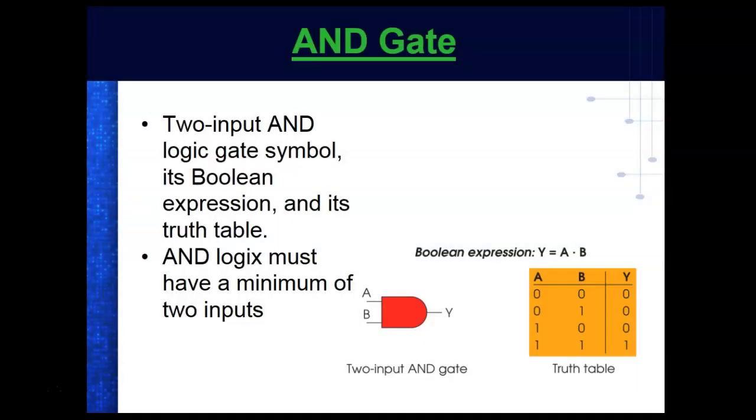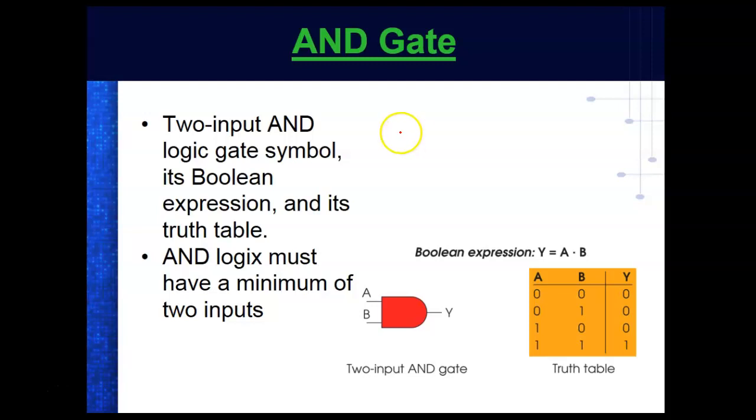So this is a symbol for a 2-input AND gate. Now normally when we teach gates, these multi-input gates, we do 2 inputs because that means we only have 4 entries in our truth table. AND gates have a minimum of 2 inputs. Well, I could have 8. The only problem is if I have 8, then there's going to be 256 entries in my truth table, 2 to the 8.